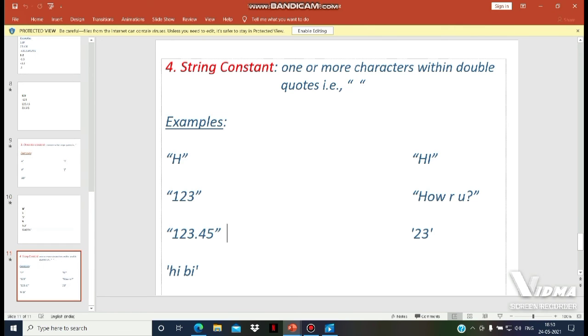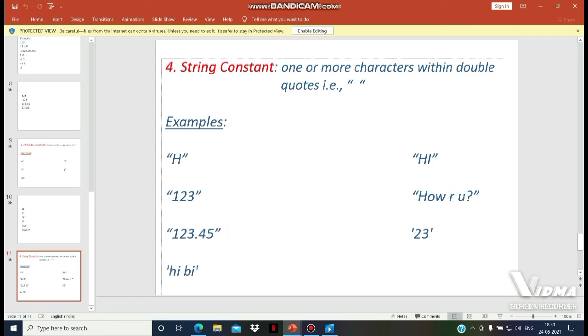Next, now we will come to string constant. What is a string constant? One or more characters within double quotes are known as a string constant. Like a character constant, a string constant can also have digits, alphabets, special characters, and white spaces. These are all valid in a string constant, but they should be enclosed within double quotes.